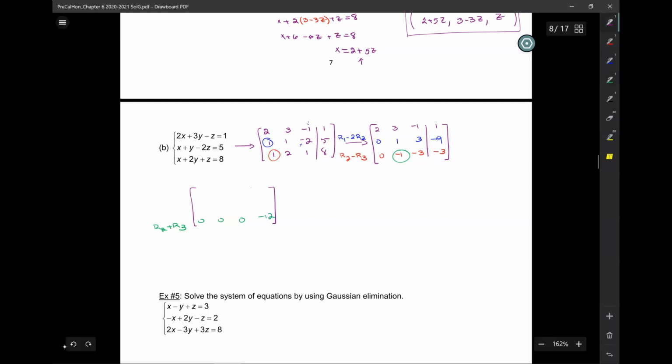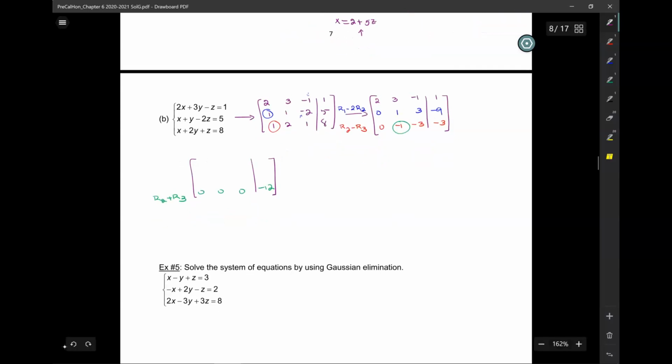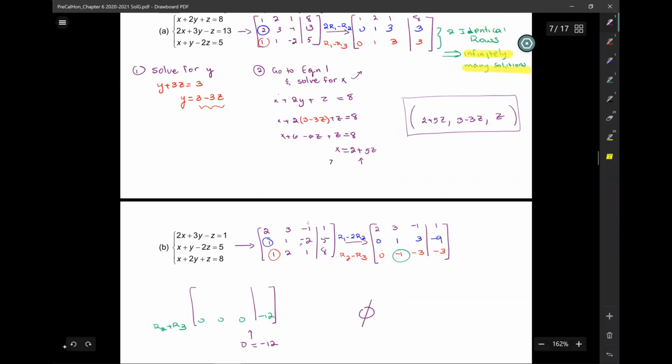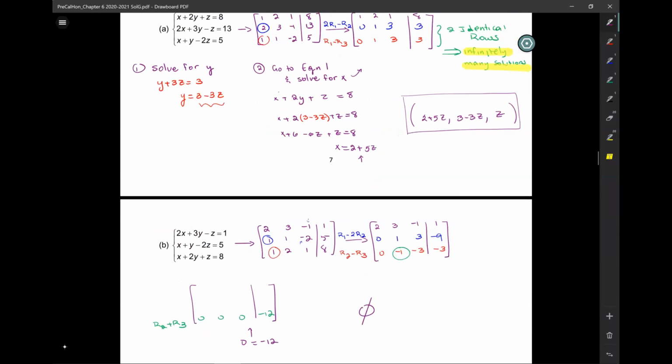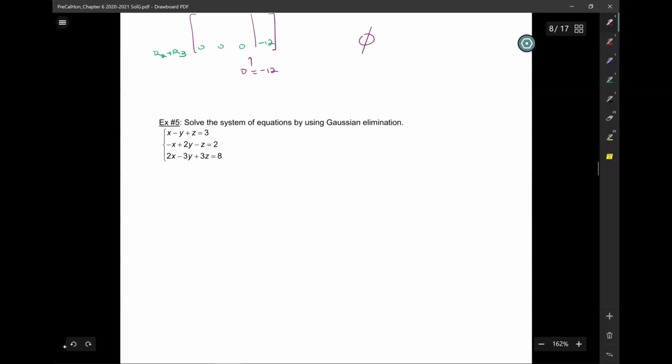Okay, and here we run into a different type of problem. I don't even need to continue, because what this is telling me is 0x plus 0y plus 0z, basically 0, is equal to negative 12. And when does 0 equal negative 12? Never. So this is no solution. That's the difference: when you have zeros equal to a number, that's when you get no solution. But when you get two identical rows, that's what gives you infinitely many solutions.